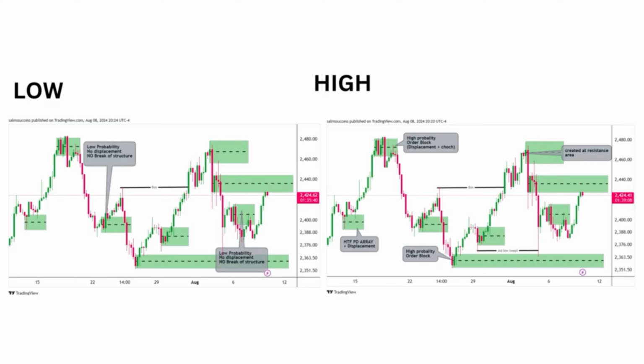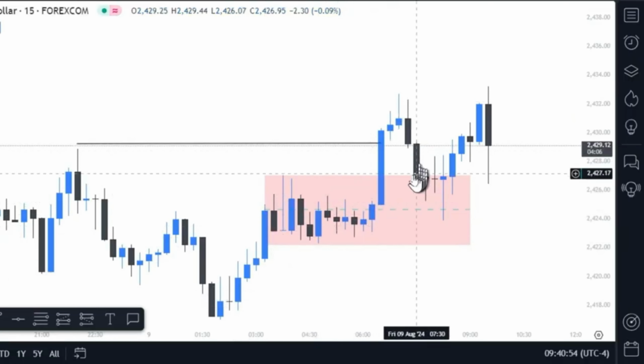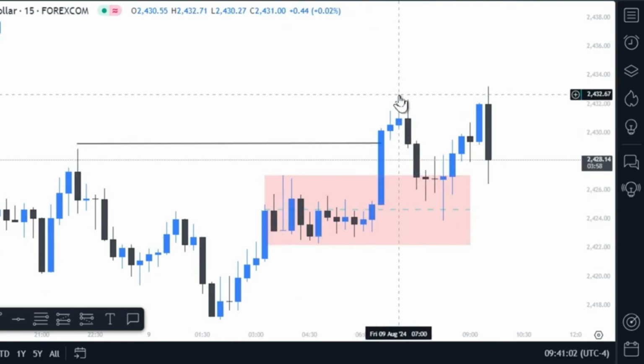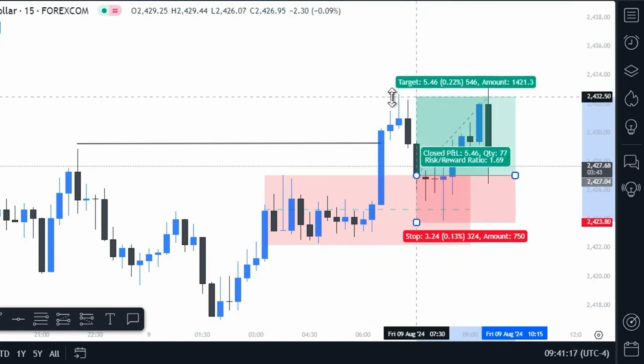I'll show you how to identify a high probability order block and set up a trade based on it. Here, we see a consolidation area before a breakout, indicating a high probability order block. I'll place my buy order just above this zone with a stop loss below it, aiming for a target at the next resistance level.